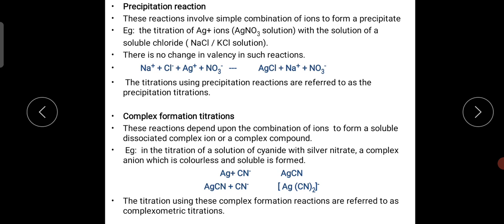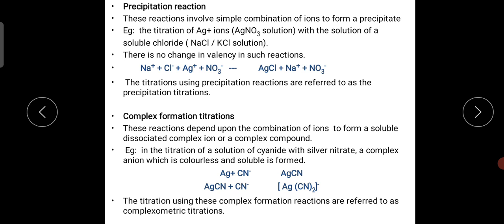Then precipitation reactions. That means a combination of ions to form a precipitate. For example, the titration of silver nitrate and chlorides, NaCl or KCl. There will be no change in valencies during the reaction. These types of reactions are called precipitation titrations.